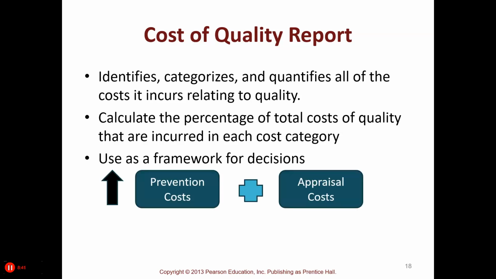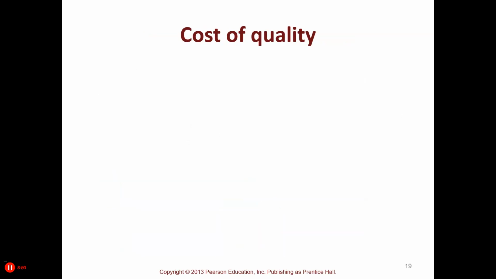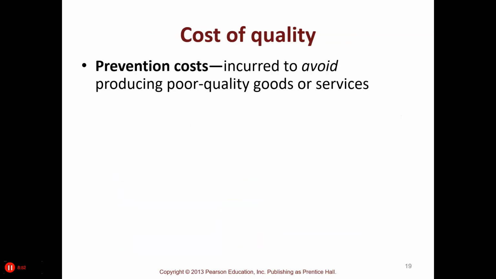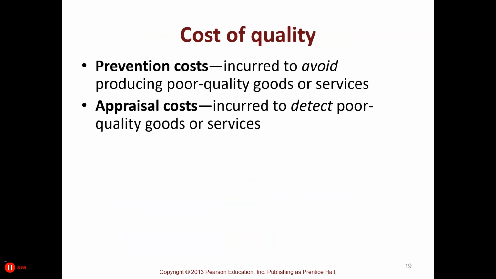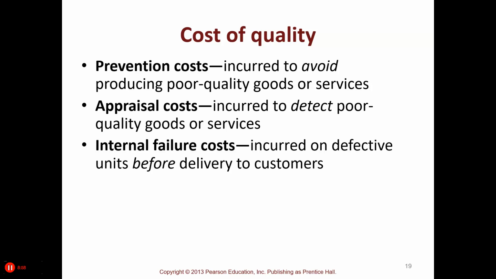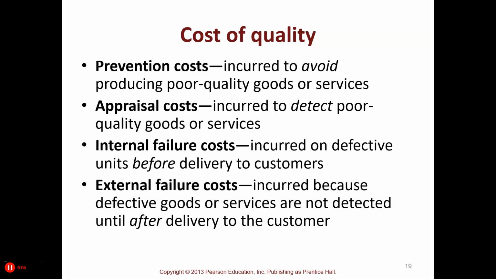So we have prevention costs and appraisal costs, and internal failure costs and external failure costs. Prevention costs are incurred to avoid producing poor quality goods, appraisal costs are incurred to detect poor quality goods, internal failure costs are incurred on defective units before delivery, and external failure costs are incurred when we have defective goods after delivery. So let's take a look at a problem.